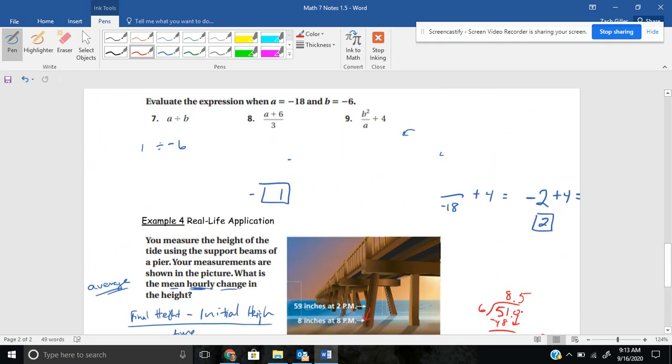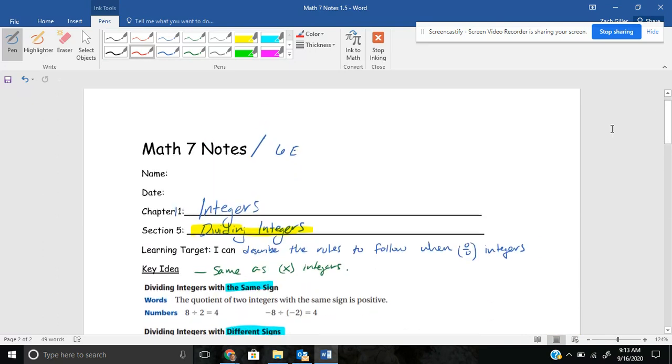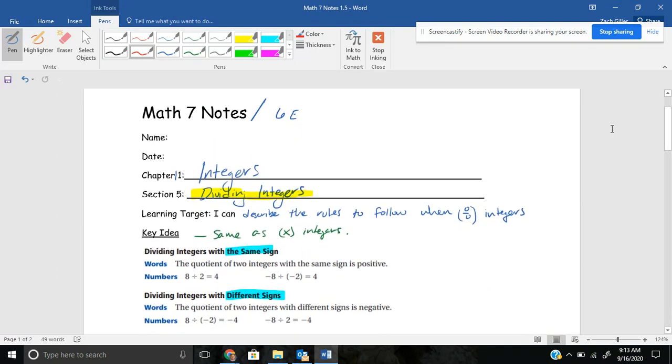That does it for 1.5 or 11.5, depending which book you're in. On dividing integers, again, it's the same rules as multiplying. Same sign positive, different sign negative.